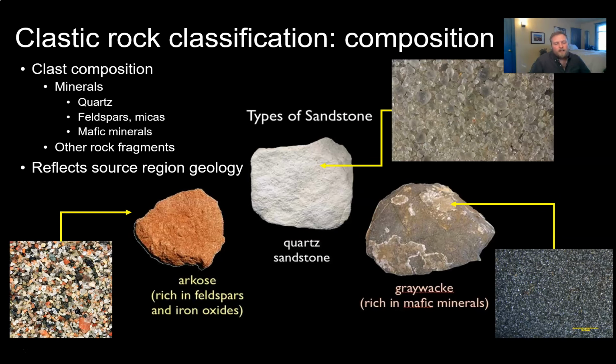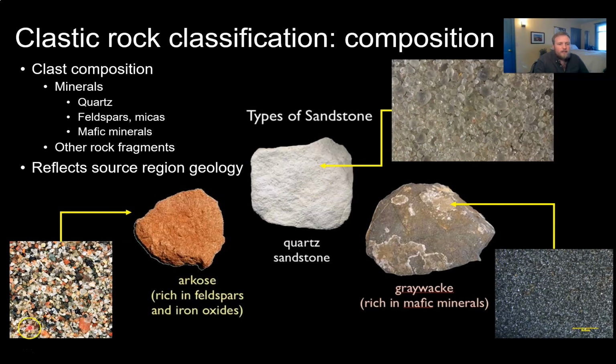The next way that we classify clastic rocks is based on their composition. So the composition is really a reflection of the different mixture and proportion of minerals or other rock fragments that you find in it. So there are really three main classes of sandstone that we can classify based on their mineralogy. So if we have a sandstone that is completely made out of quartz, right? If you took a hand lens or a microscope and looked closely at that bright white rock, you would see just things that look like this, right? You would just see little individual quartz grains.